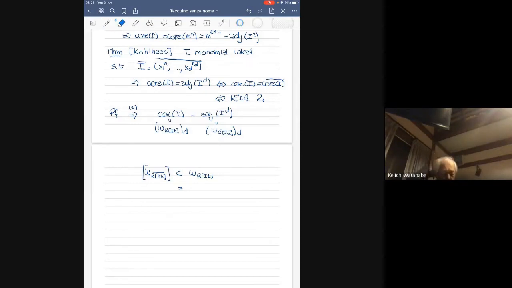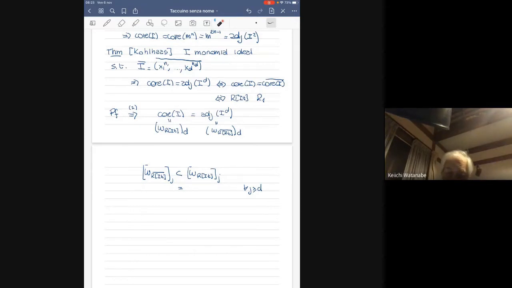Okay, let me write it this way. They're equal for every j bigger than or equal to d. Why is this? This is because with Ulrich, we proved that in this situation, this canonical module is generated over R[It] by elements of degree strictly less than d. So if they are equal in degree d and the generators are all before, then they have to be equal for every j bigger than or equal to d.